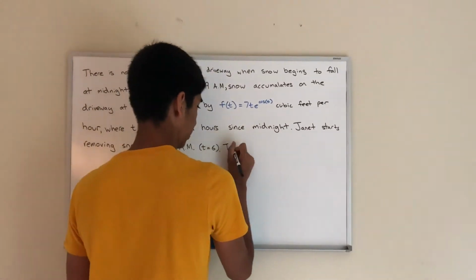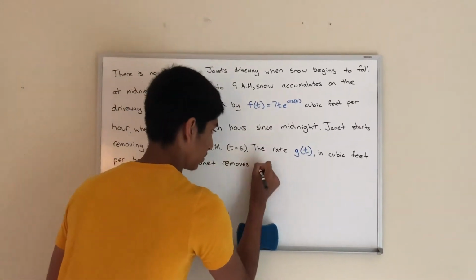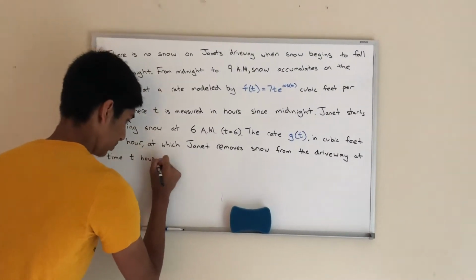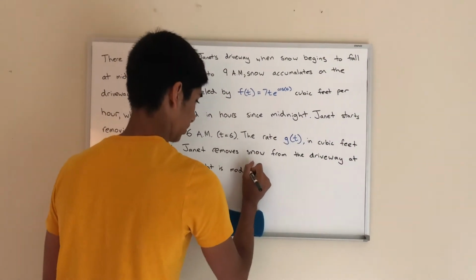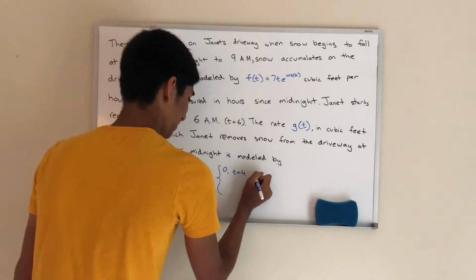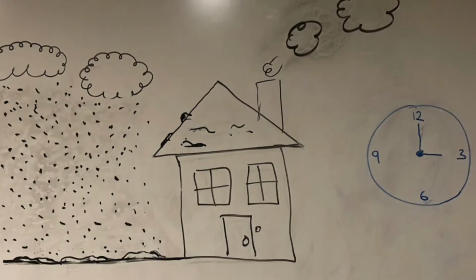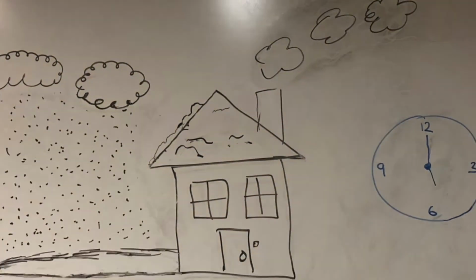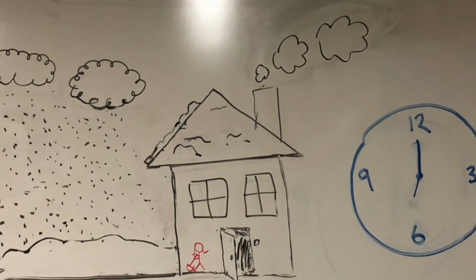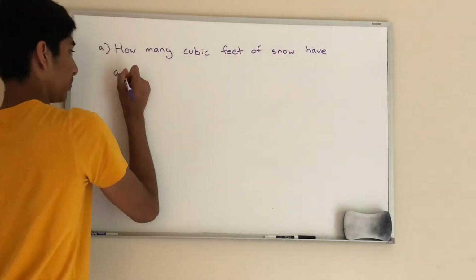The rate g(t) in cubic feet per hour at which Janet removes snow from the driveway at time t hours after midnight is modeled by g(t) = 0 for 0 ≤ t < 6, g(t) = 125 for 6 ≤ t < 7, and g(t) = 108 for 7 ≤ t ≤ 9. How many cubic feet of snow have accumulated on the driveway by 6 a.m.?